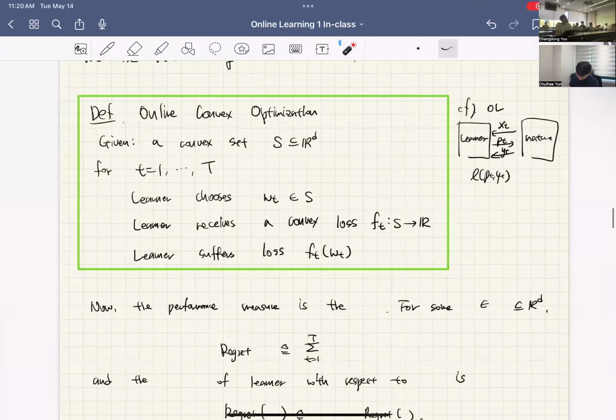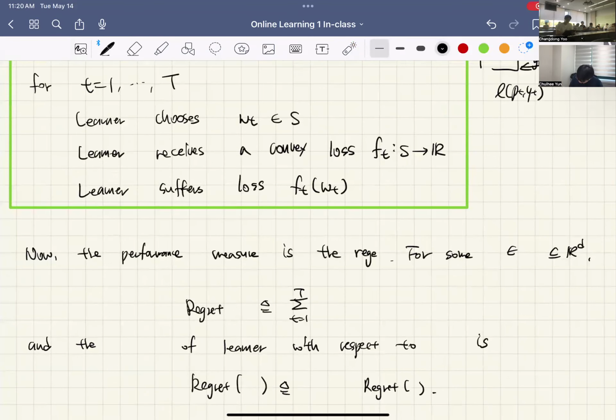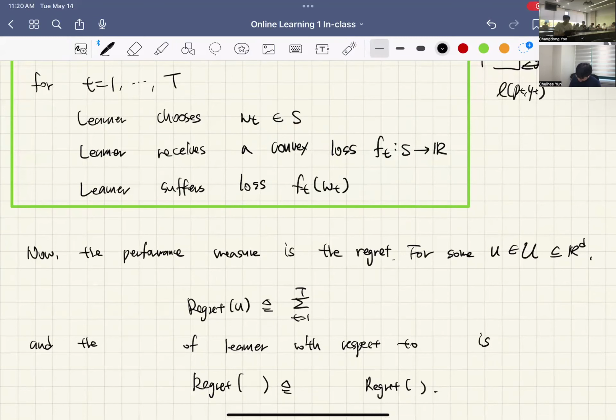All right, as the similar formulation suggests, the performance is also measured in a very similar manner. The performance measure is also the regret, as in online learning. For some reference point u, a member of U, which is a subset of R^d that could be different from the convex set S, the regret with respect to the vector u is given the same way: the cumulative loss suffered by the learner minus the cumulative loss suffered by the reference vector u. So it's essentially the same definition as the regret you've seen in online learning.